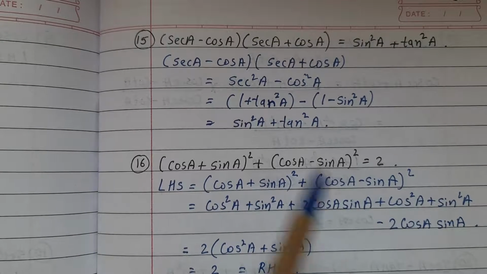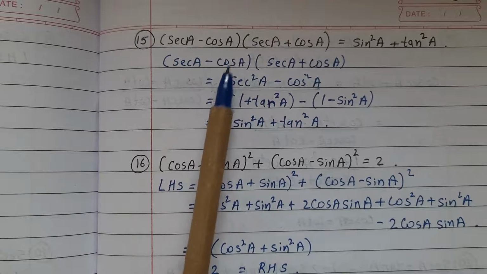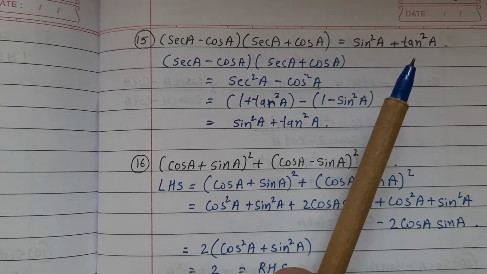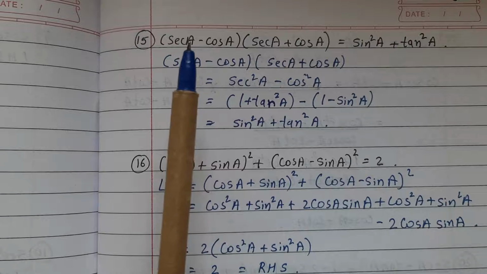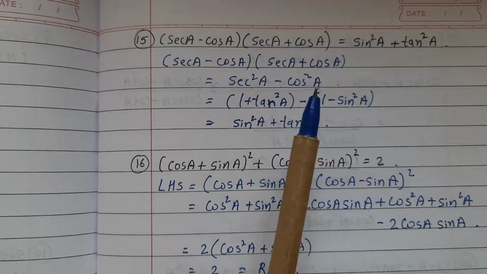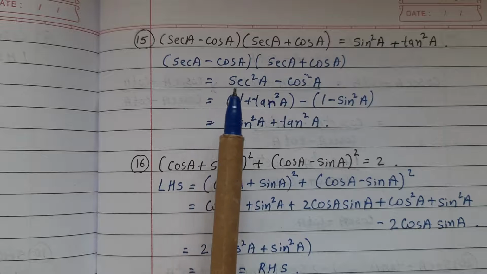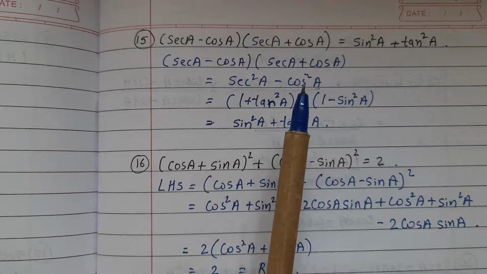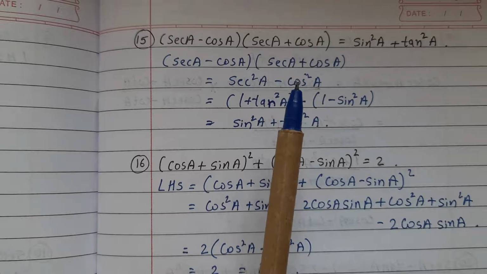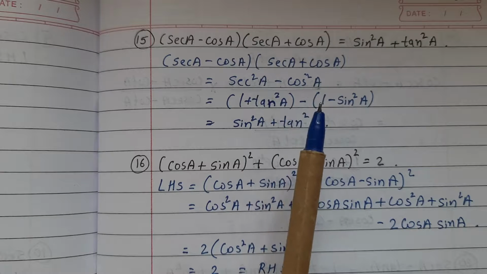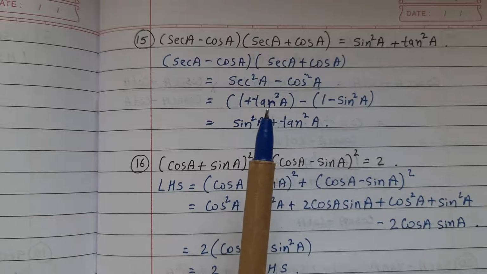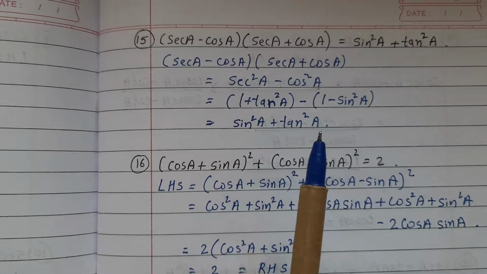Sum number 15: (sec A minus cos A)(sec A plus cos A) equal to sin square A plus tan square A. Same way, (A minus B)(A plus B) is A square minus B square. Therefore, equal to sec square A minus cos square A. Sec square A is 1 plus tan square A. Cos square A is 1 minus sin square A. 1 gets cancelled, remains sin square A plus tan square A.